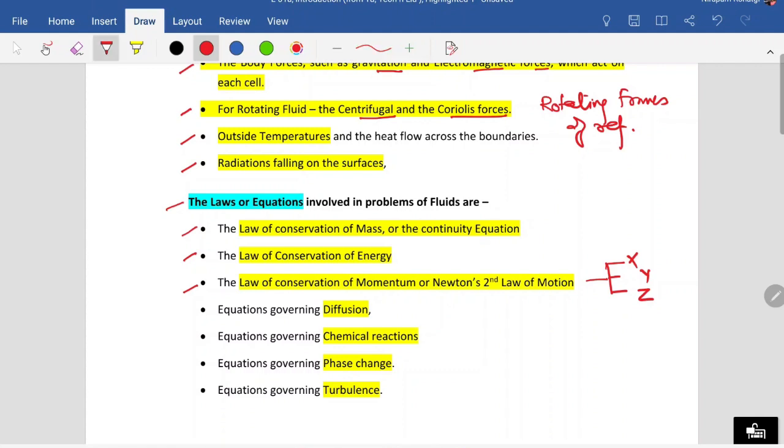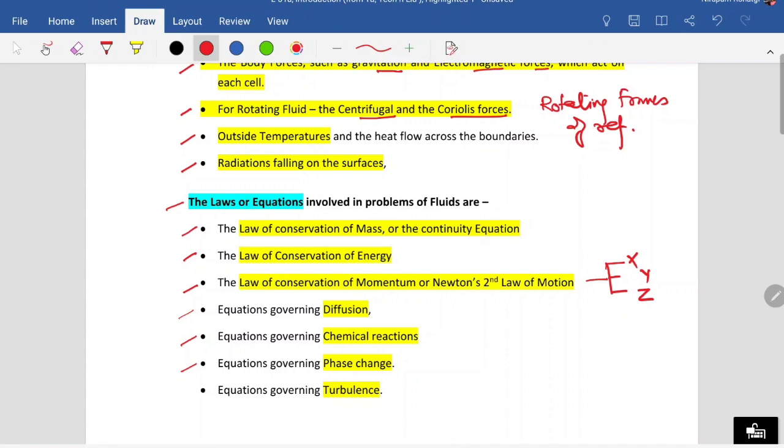Then we have to talk about the diffusion equation. If there is more than one species, you have to talk about chemical reactions. If there are more species and they are interacting with each other chemically, you have to talk about phase change. If there are multiple phases and they are changing, then you have to take into account the rate of phase change and the heat of fusion or heat of vaporization.